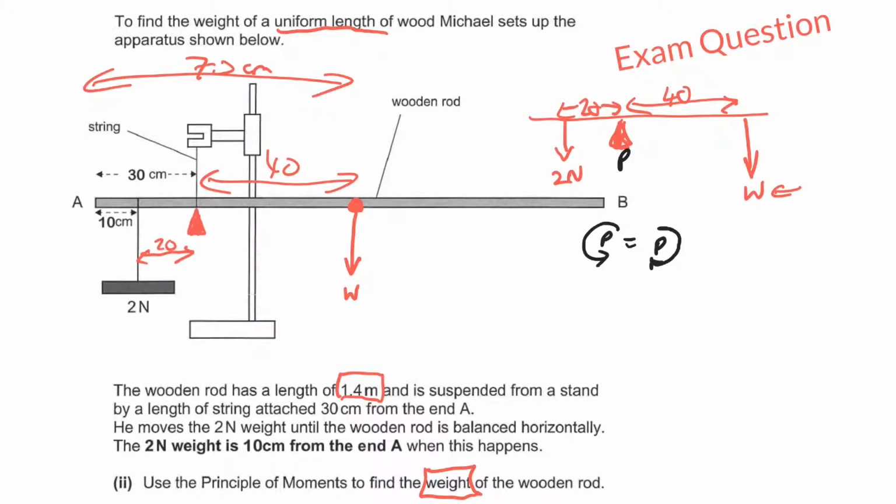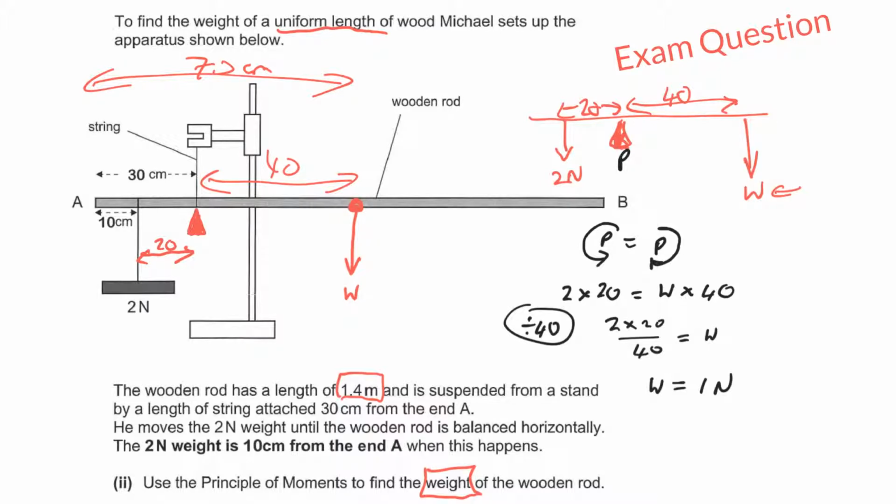So anti-clockwise moment about the pivot equals clockwise moment about the pivot, which means that 2 times 20 equals W times 40. And so we need to divide both sides by 40 to get W on its own, and that means that W must equal 1 Newton. So the weight of the rod of wood is 1 Newton.